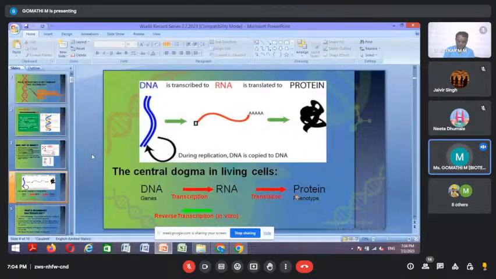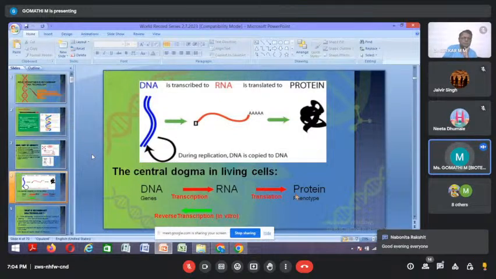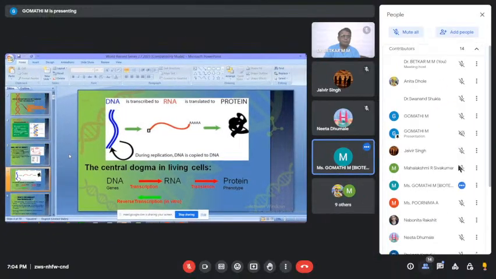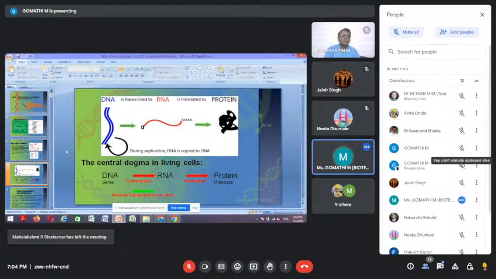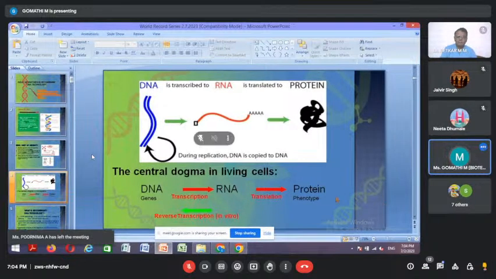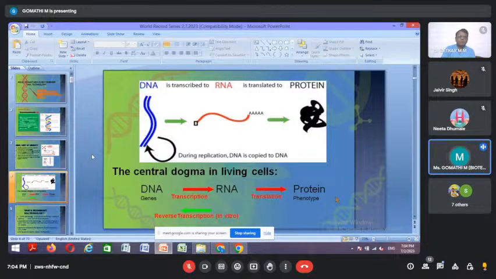This forms the basis of the central dogma, where from DNA, RNA is produced by a process called transcription, and from RNA, proteins are synthesized by a process called translation. So we understood that the final product of a gene or DNA is a protein. That protein may be an enzyme or a protein itself. The cycle from DNA to RNA and from RNA to protein is called the central dogma of all living things.